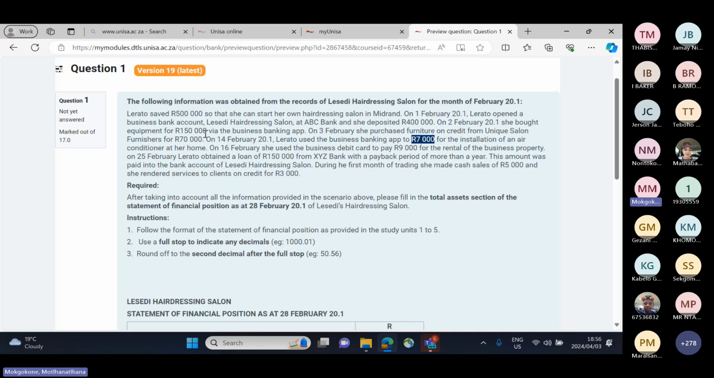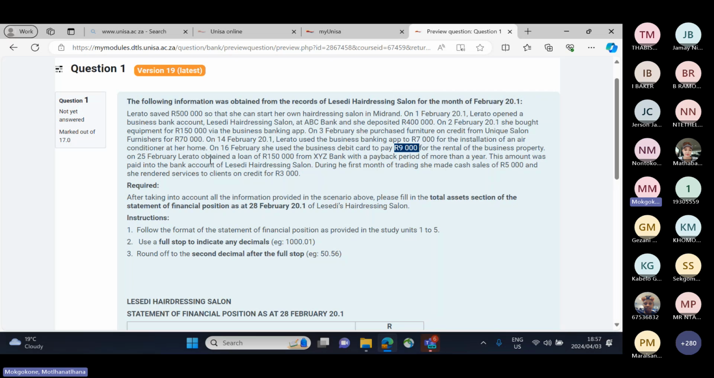It was 150, and also it was 400. Then we used 150 to buy equipment. Now we used 7,000 to buy equipment at home. On 16 February, she used a business debit card to pay 9,000 for rental of the business property. Also here, our business bank account reduces by 9,000.